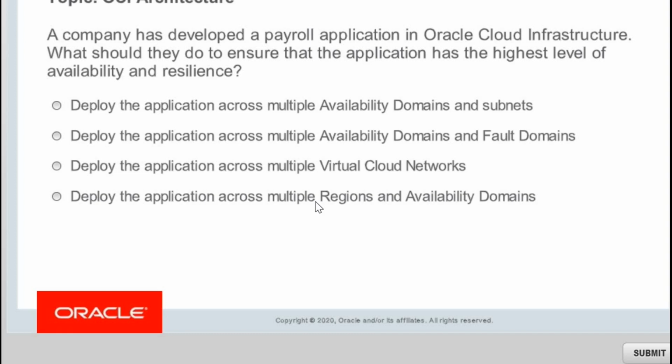A company has developed a payroll application in Oracle Cloud Infrastructure. What should they do to ensure that the application has the highest level of availability and resilience? Well, when there is a question of highest level of availability, then always look for the answer which has region and resiliency with respect to hardware or any failure, then go with the availability domain. So choose this answer, deploy the application across multiple regions and availability domains. Click the submit button.